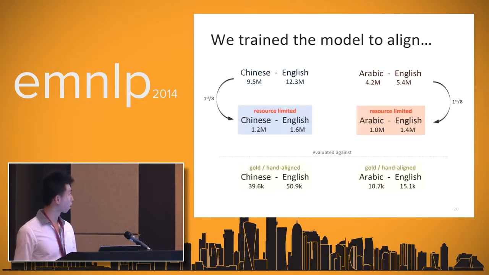And on the second row here, you can see that we take 1/8 of the training data to simulate resource-limited scenarios. And this size of the training data is practical and very close to real low-resource settings. In the end, we also have a little bit of hand-aligned data for each language for evaluating whether the system actually improved the alignment.